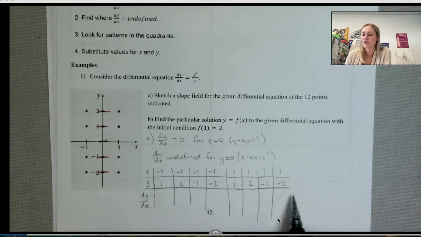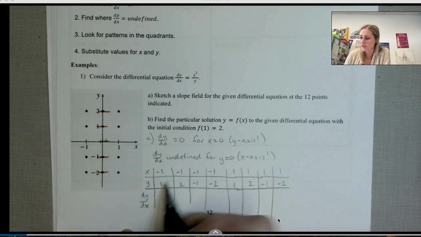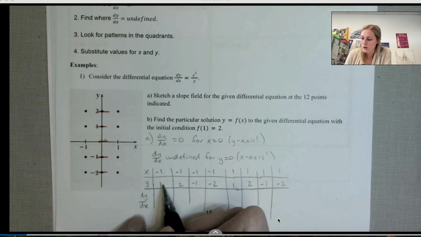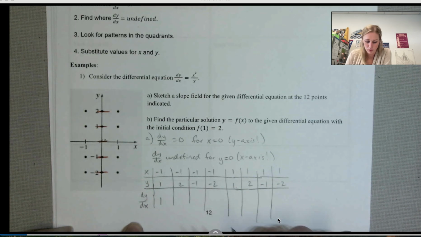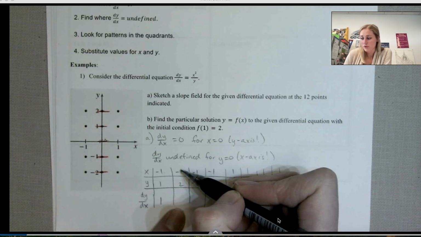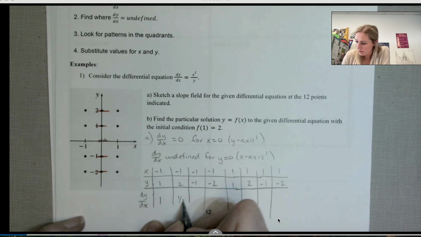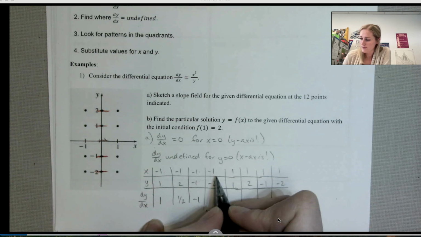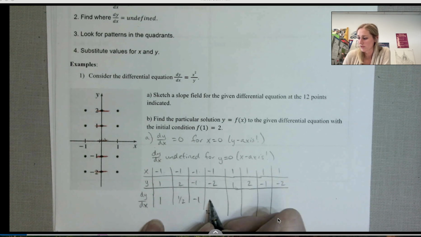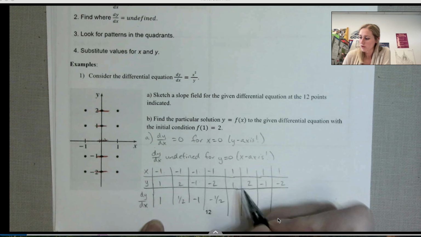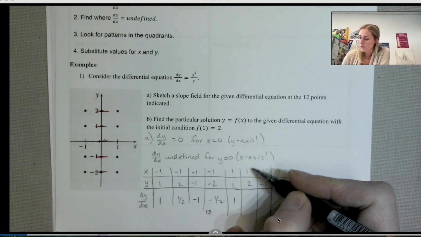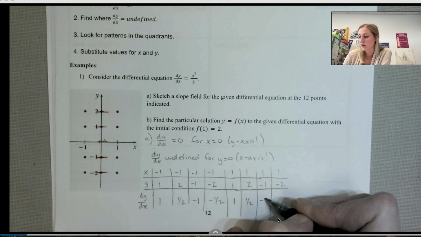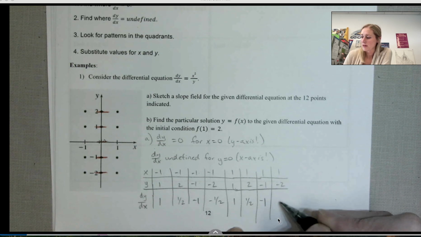Okay, so what are dy dx at all those points? Well, I just plug these x's and y's in right here. So negative 1 squared is 1 divided by 1 is 1. Negative 1 squared is 1, divided by 2 is 1/2. Negative 1 squared is 1, divided by negative 1 is negative 1. Negative 1 squared is 1, divided by negative 2 is negative 1/2. 1 squared is 1, divided by 1 is 1. 1 squared is 1, divided by 2 is 1/2. 1 squared is 1, divided by negative 1 is negative 1. 1 squared is 1, divided by negative 2 is negative 1/2.